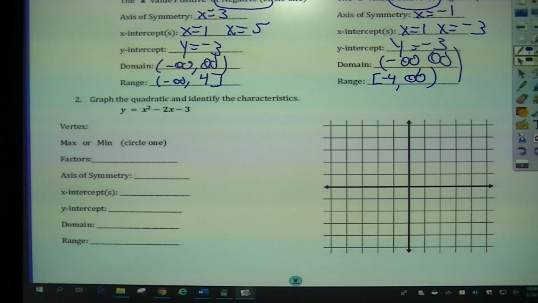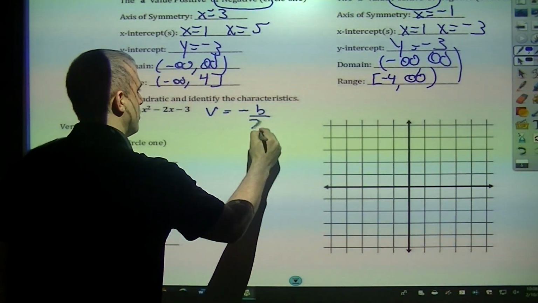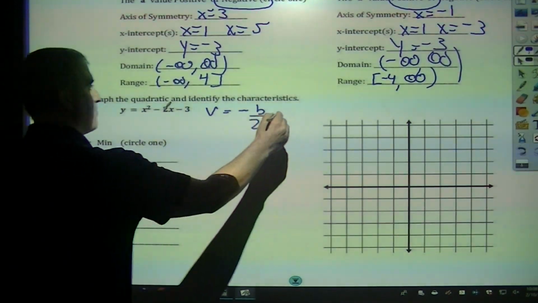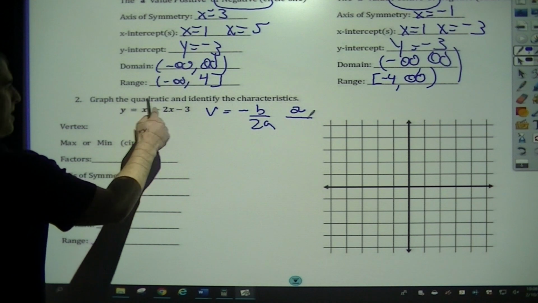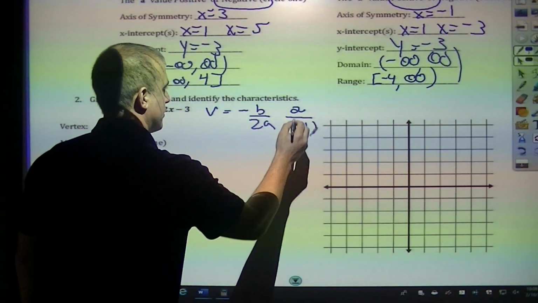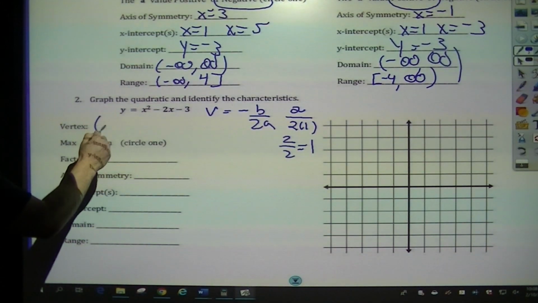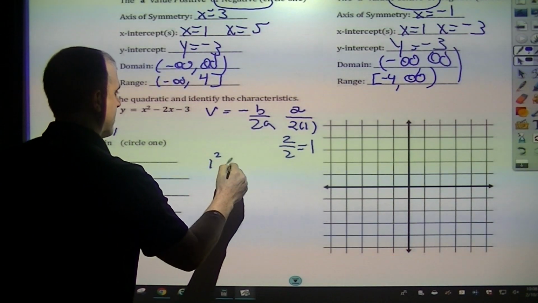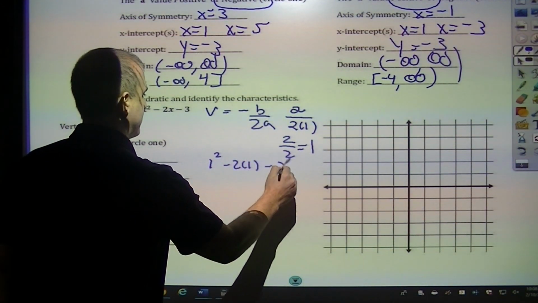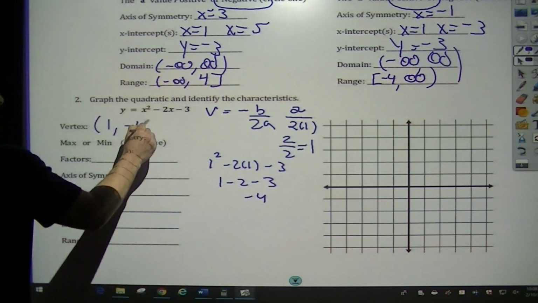You've got to make the graph. To find the vertex you can use negative b over 2a. So negative b would be 2, and 2a would be 2 times 1. That would be 2 over 2, which would be 1. So my vertex would be at x equals 1. If you evaluate that, 1 squared minus 2 times 1 minus 3, that's 1 minus 2 minus 3, which would be negative 4. So that would be my vertex.